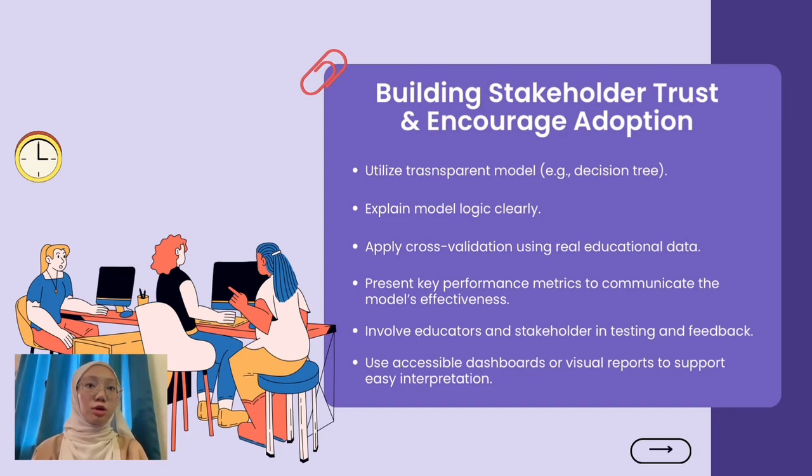Third, we validate the model using real educational data through cross-validation to help ensure the model performs consistently and isn't just working on one specific dataset. Next, we present metrics like accuracy and precision so stakeholders can see that the model is actually performing well. Next, we involve educators and other stakeholders during testing and development because their feedback ensures the model aligns with real classroom needs or real educational needs. And finally, we make the results easy to access and interpret by providing simple dashboards or visual reports so that even non-technical users can make use of the prediction.